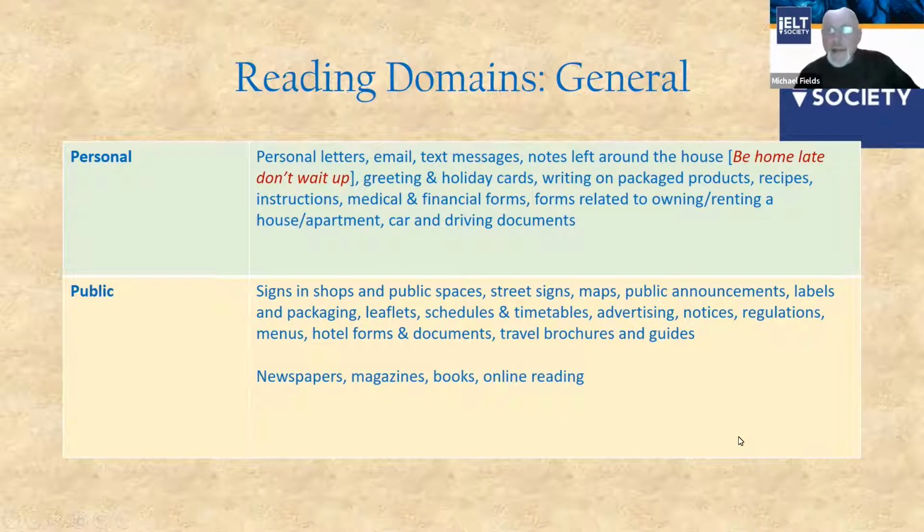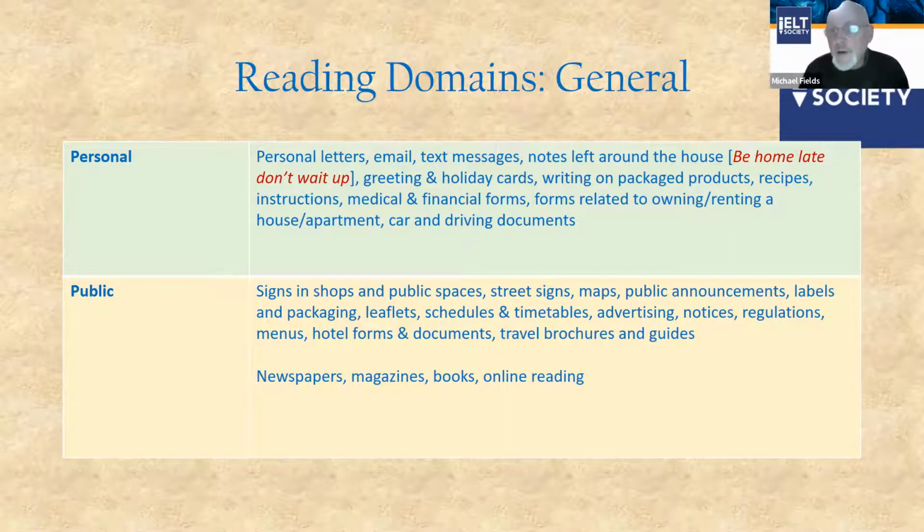Moving on to the public domain, we might see signs in shops and public spaces, street signs, maps, public announcements, labels, leaflets, schedules and timetables, advertising, notices, regulations, menus, any kind of document or brochure you might see as you're traveling, as well as newspapers, magazines, books, online reading. Those newspapers and magazines would all be examples of general reading, not academic or professional reading. So we could all consider those public documents as well.